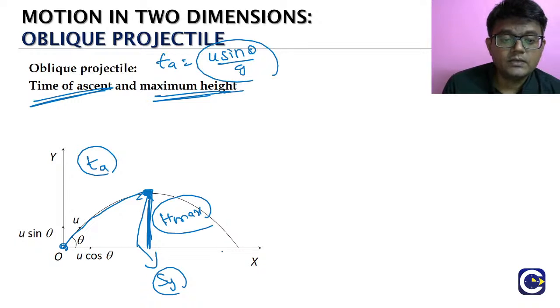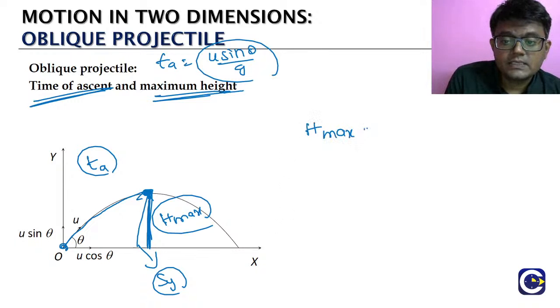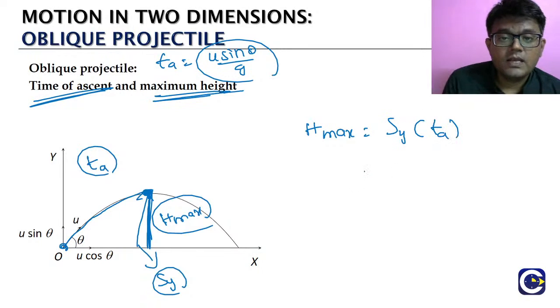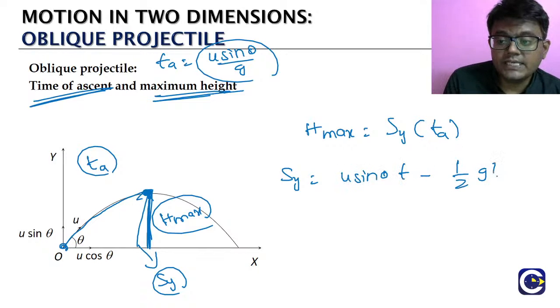Vertical displacement. For how much time? H max is nothing but what? Vertical displacement at what time? At the time of ascent, or instant. Because it is the vertical displacement at the time of ascent instant. Okay. So time of ascent we already know. But what is the vertical displacement formula? We have already seen it in the trajectory. What is the vertical displacement formula? u sin theta into t minus half g t square.